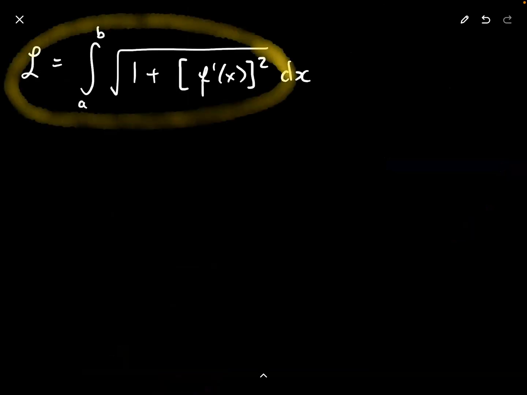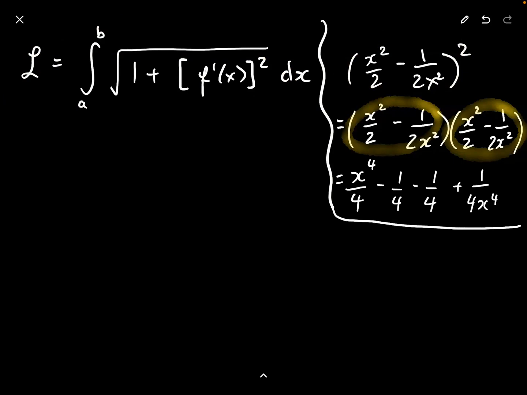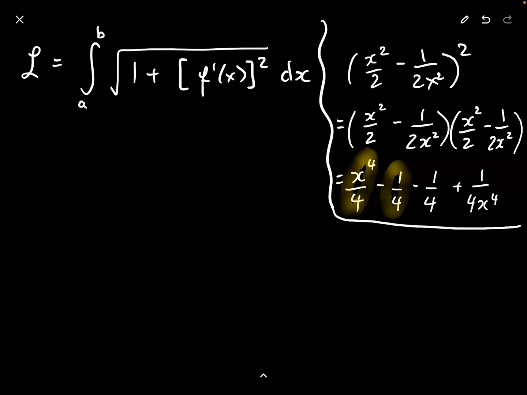So we will take the square of f prime. So I'll put it on the side. So here is the derivative squared. Next you can multiply by foiling out the terms. So we have x to the 4 over 4 minus 1/4. Since the x squared and x squared will cancel in the top and bottom, then we have another term of minus 1/4 plus 1 over 4 x to the 4.